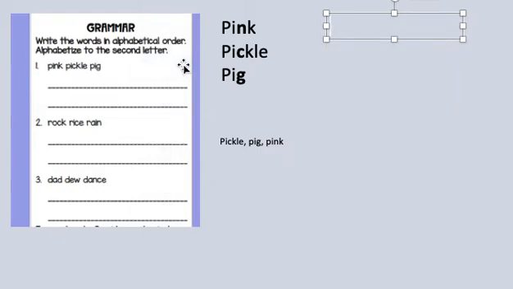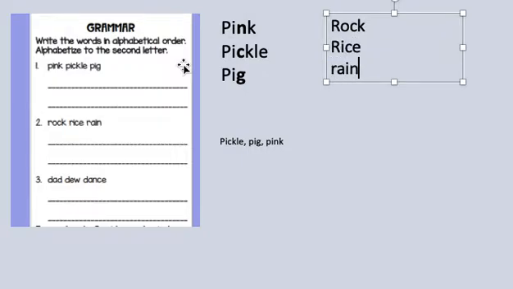Nice and big for you to read. So I write rock, rice, and rain. And you might not always be able to line them up like this. If this were a worksheet in front of you in class, you would use your pencil. I would underline R-O, R-I, or R-A. I might even just circle O, I, and A because that's going to determine my order.